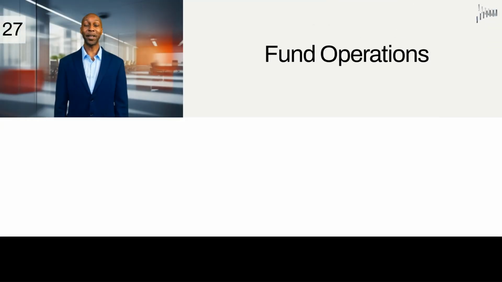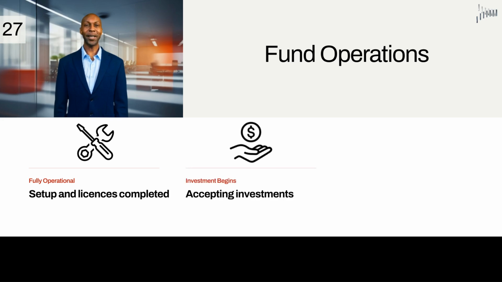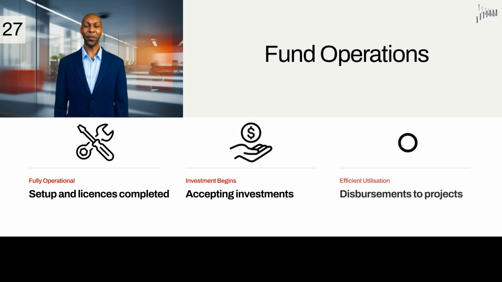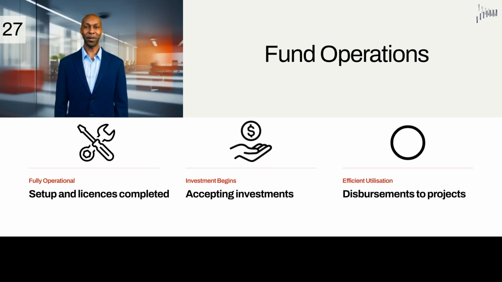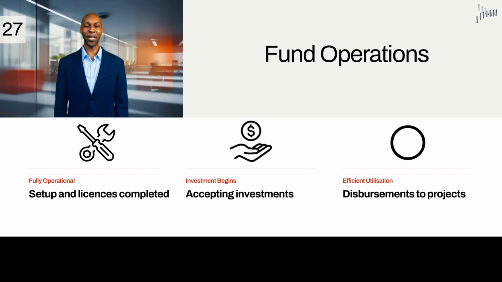At point 27, all operations and setup are now completed with all licenses and peripheral structures, and the fund begins to accept investment. This is a primary objective, as at this stage the fund is now fully operational. Operations begin with disbursements to projects through special purpose vehicles, SPVs, or directly, depending on the fund structure. These disbursements are allocated to projects within the Integer Wealth Project Register, ensuring efficient fund utilization.